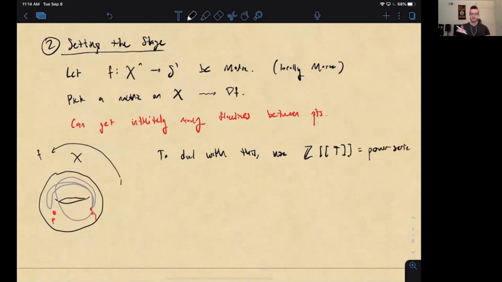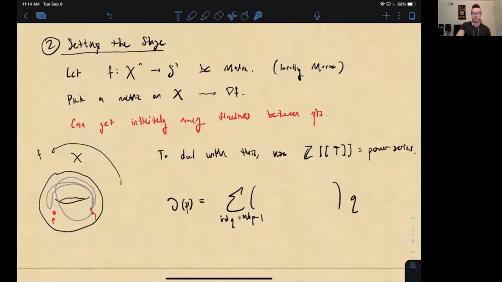And so we can use this as follows to define, for example, the differential. If I have a critical point P, I want to define my differential as, in the usual way, a sum over all of the critical points Q such that the index of Q is one smaller than the index of P. And I'll get some ring coefficient times Q. And this coefficient supposedly is going to live in this ring. So we should get a power series here.